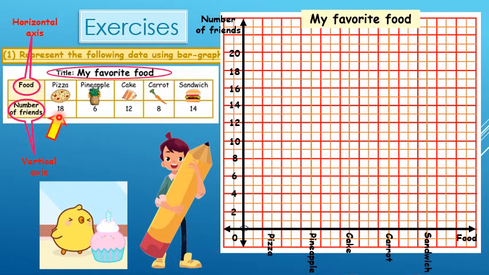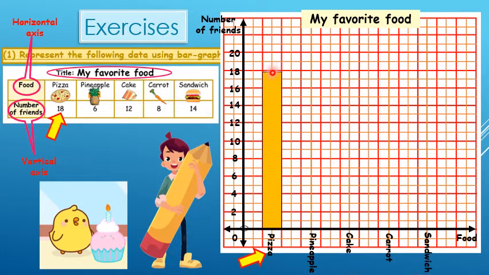First of all, we have pizza, number of friends who like pizza, which is 18. Go to pizza on this grid and put your finger here and up, up, up until you reach 18. Then draw your bar. Next one, which is pineapple. Put your finger here, which is 6. 6 friends like pineapple. In our grid, it will be here. Put your finger here and up, up, up until you reach 6.